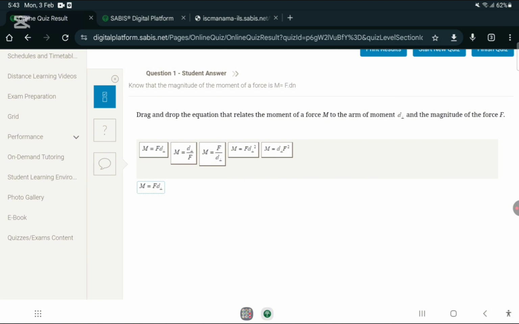Drag and drop the equation that relates to the moment of a force M to the arm of the moment D perpendicular and the magnitude of the force F. This is the most important rule in these sections. Moment equals force times perpendicular distance. If you have not memorized it yet, please try your best to memorize. It's such a simple rule. Okay, let's go to the next question.